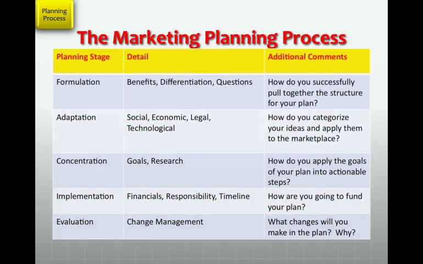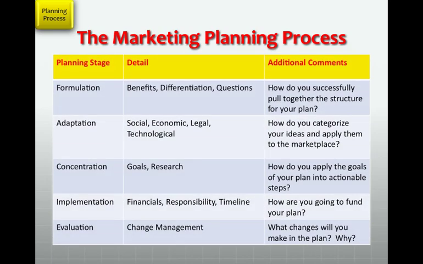So then the planning process that allows us to do this really looks at the different stages we can go into. We can formulate, that really gets us to look at how we can pull the structure for our marketing plan together. We can adapt, or adaptation, that looks at how we categorize ideas and then apply them to the marketplace. We can look at a concentration focus to make sure that our goals in our marketing plan are actionable and can be implemented. And then implementation itself allows us to understand, based on a timeline and responsibility, how to fund our plan, and then evaluation. What changes do we need to make long term in our marketing plan, and why?